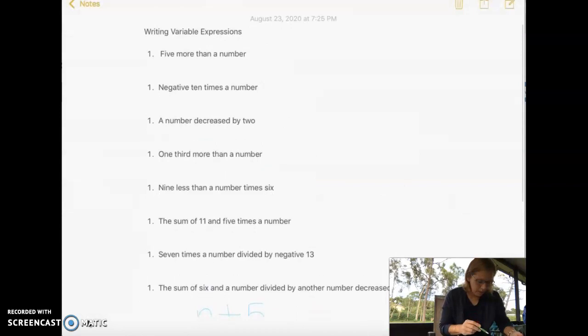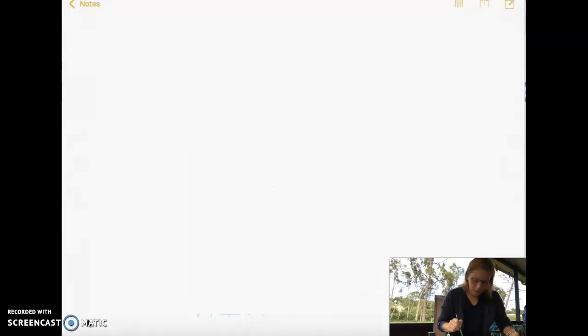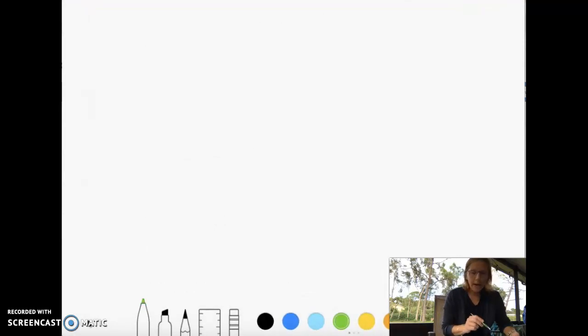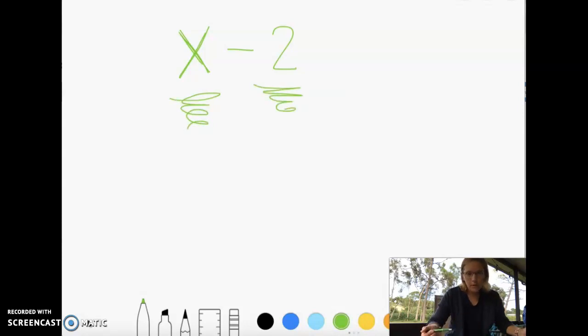The next one says a number decreased by 2. So a number, that sounds like it's going to come first. Decreased means subtract by 2. And what I do when I'm done writing these expressions down is I look at them and I make sure that what I wrote matches what the words said. A number decreased by 2. Yes, that's what that says. So I'm good.